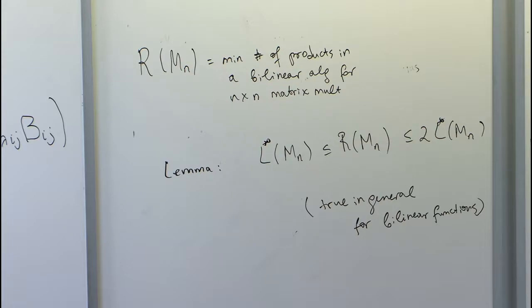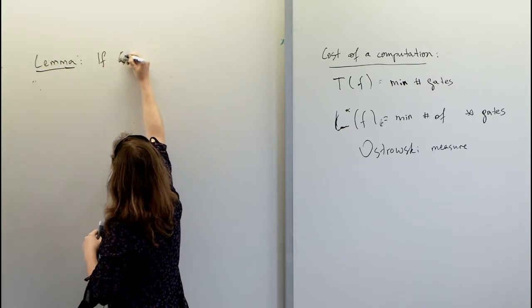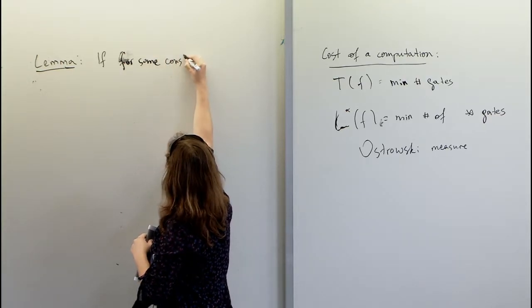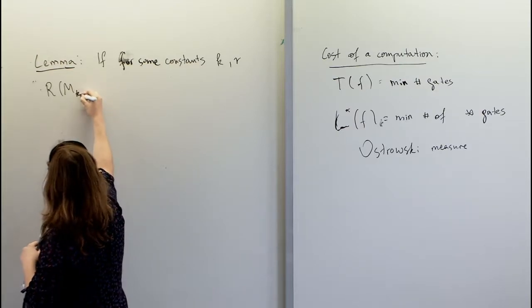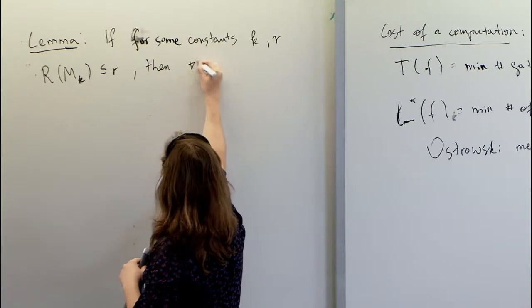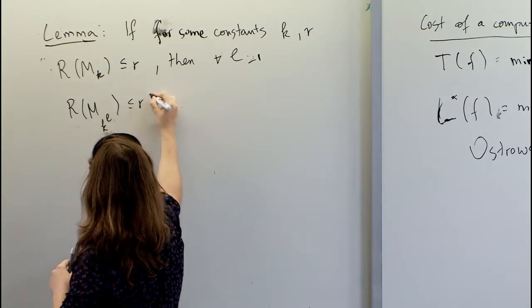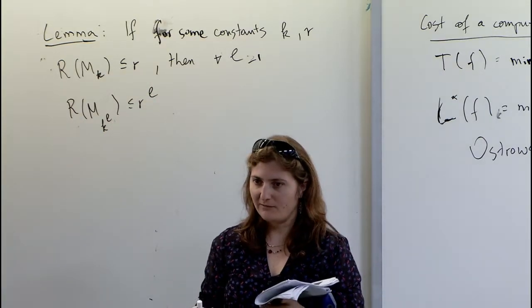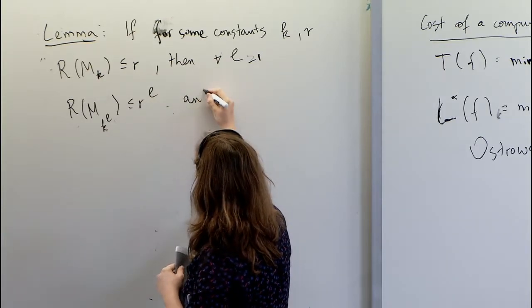So let me show you why. It turns out that we have this lemma. If for some constants K and R, the rank of matrix multiplication like this is at most R, then for all integers L greater than one, the rank of M to the K L is at most R to the L. Okay, so once we have a bound on the rank of small matrices, we can make a bound on the rank for larger ones, and this time complexity.